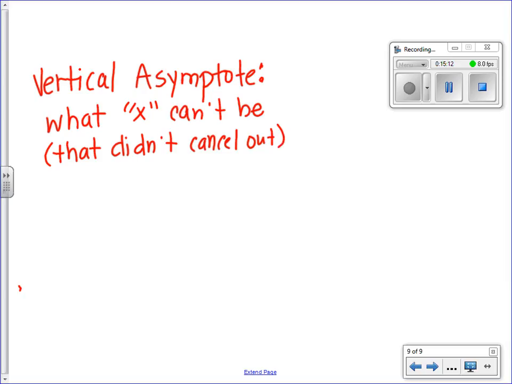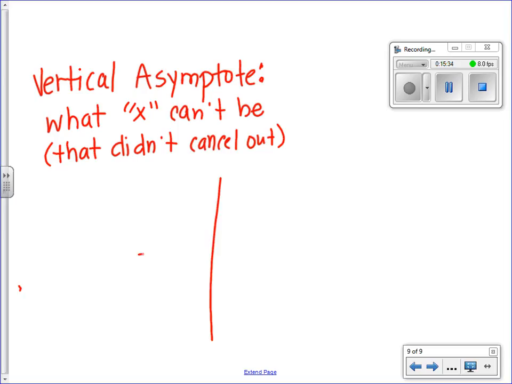That didn't cancel out. We're going to talk about that canceling out business in just a minute. But you need to know that vertical asymptotes are born from those numbers that x can't be. Okay, show me which way does x go? Which way does x go on the graph? Okay, it goes side to side, right?